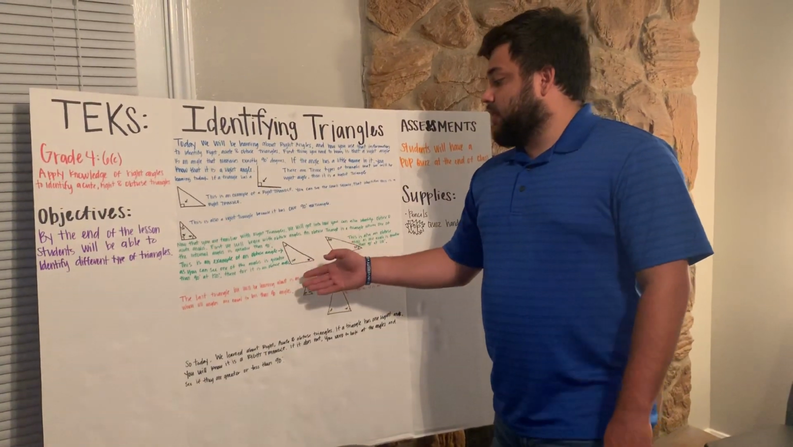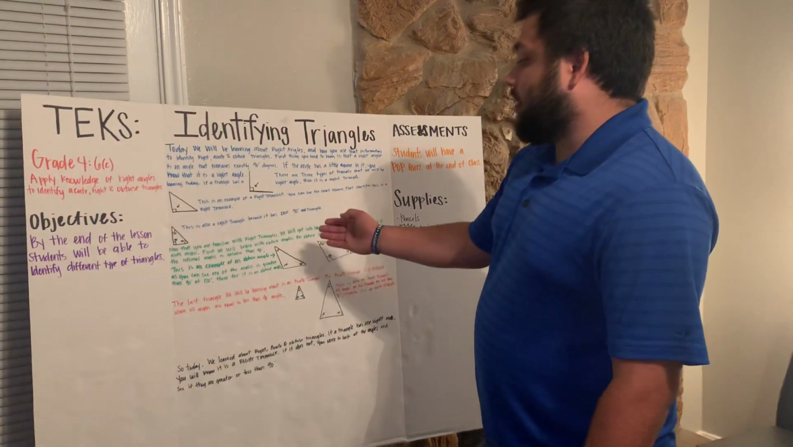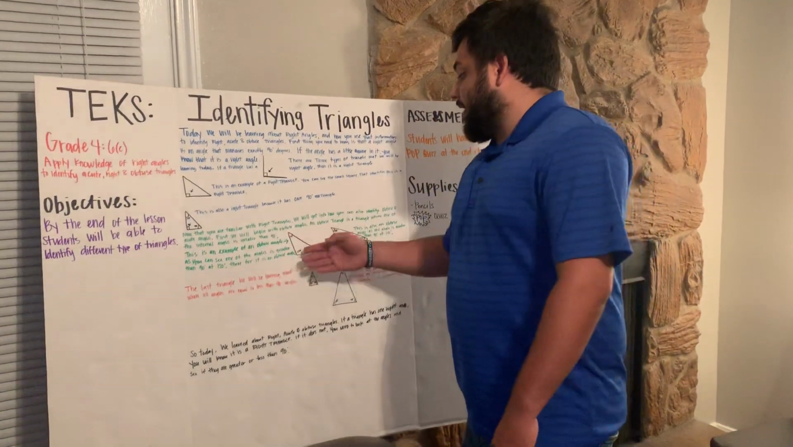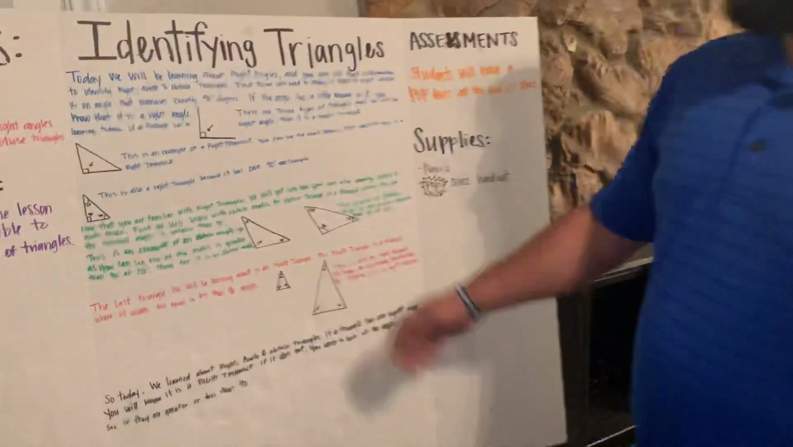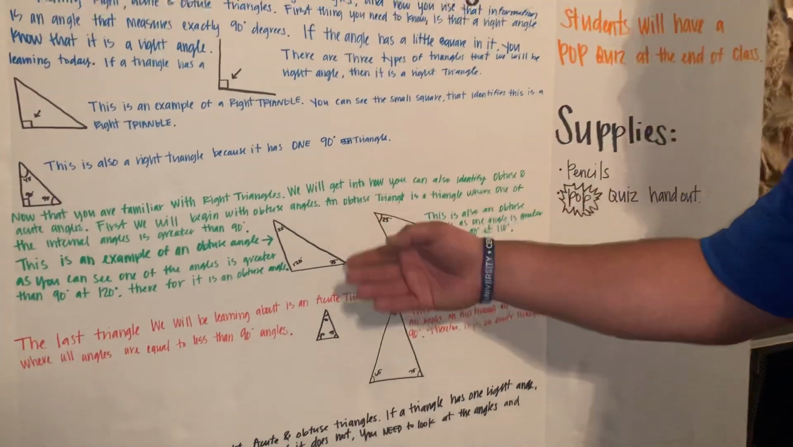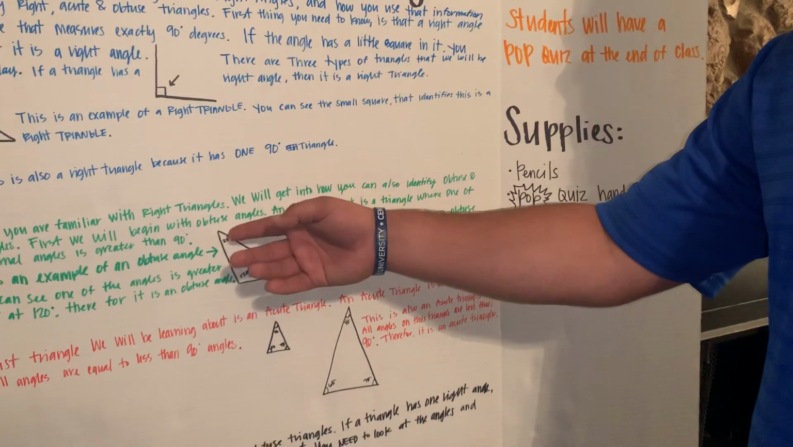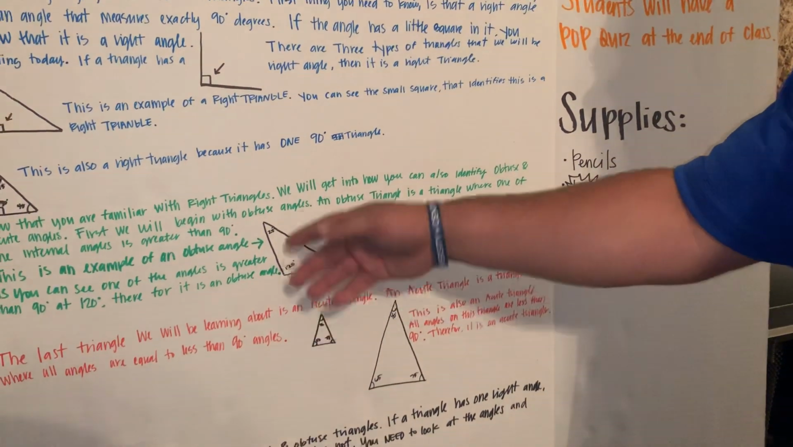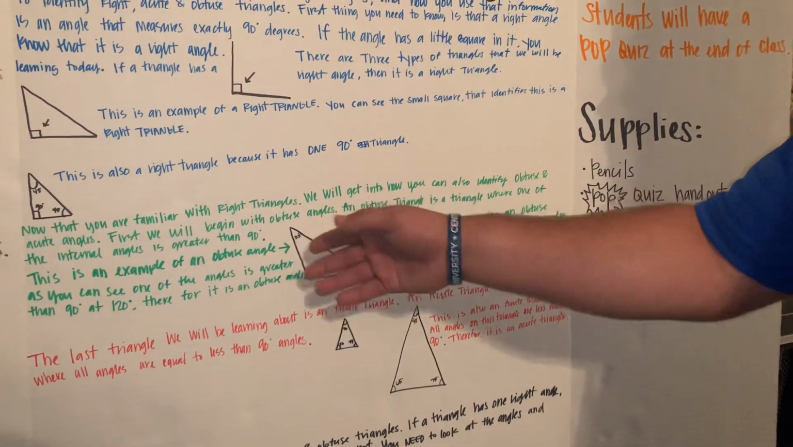As you can see, one of the angles is greater than 90, as it is 120, therefore it is an obtuse triangle. So you see the 35-degree angle, you see the 25-degree angle, then you see one angle that is greater than 90, so that makes it obtuse.